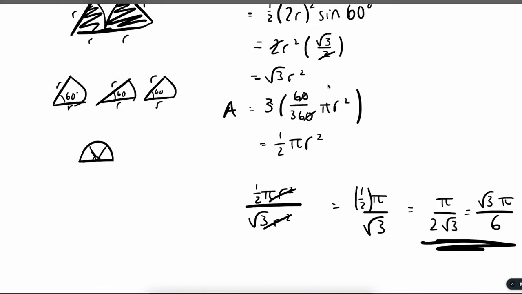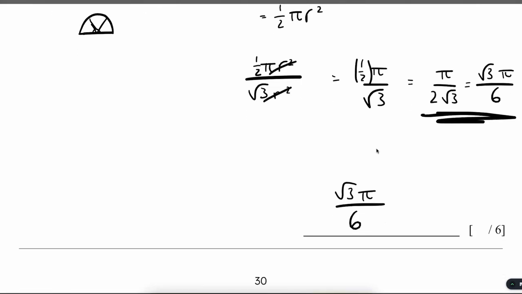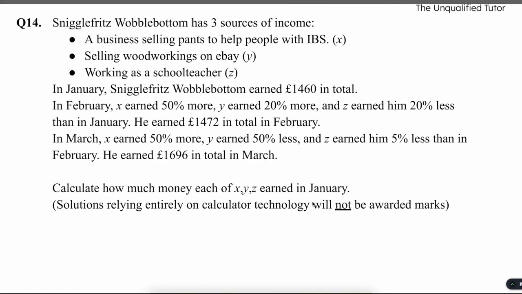It says give your answer to 3 significant figures. It asks for a percentage. So that is a fraction. To get a percentage, you just type it into your calculator and you should get 90.7%.